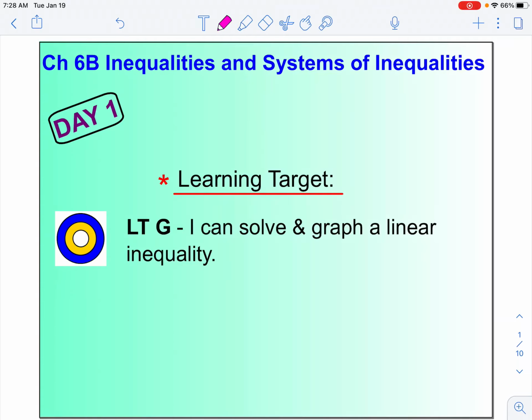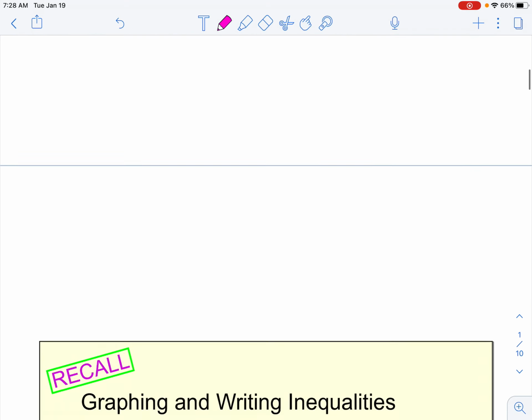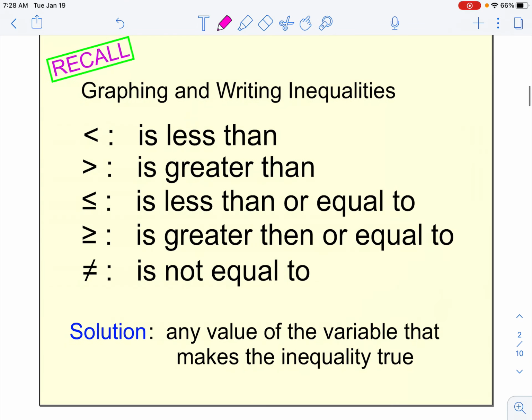Chapter 6, Part B, we are going to work on inequalities and systems of inequalities. So day one, we're going to just work on graphing and solving linear inequalities, which is actually a precursor to linear inequalities. So it should be a lot of review.